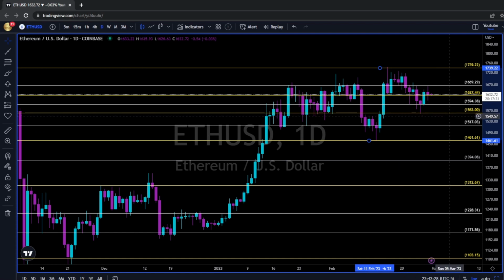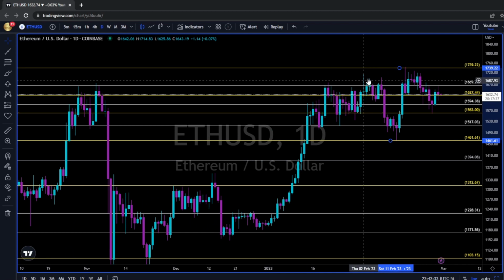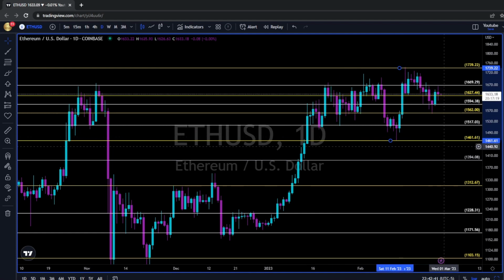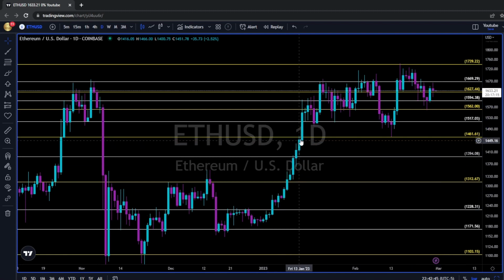1560 area needs to hold as support, otherwise we have all these levels to the downside, and we have some kind of a double top scenario, multi-top scenario with this belly breaking below 1460. We will see the same thing like it did here, but to the downside.